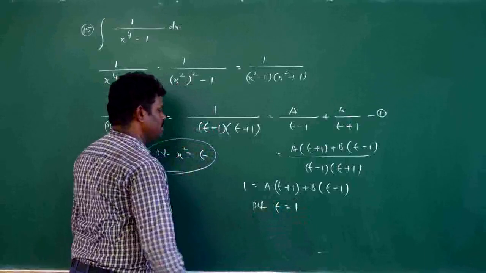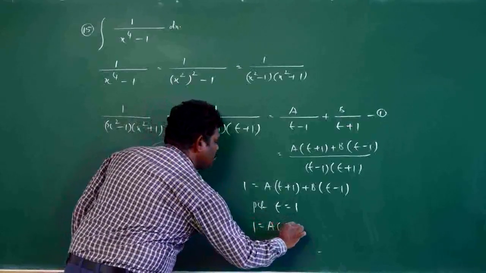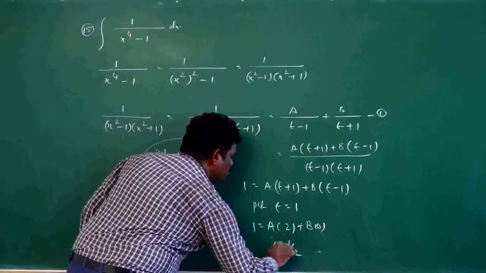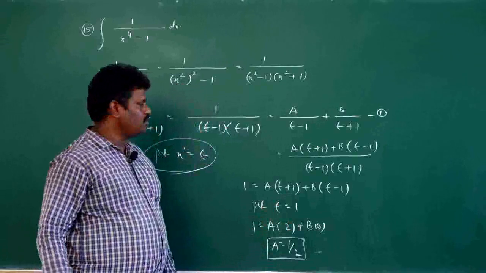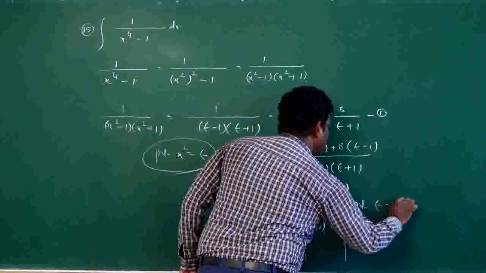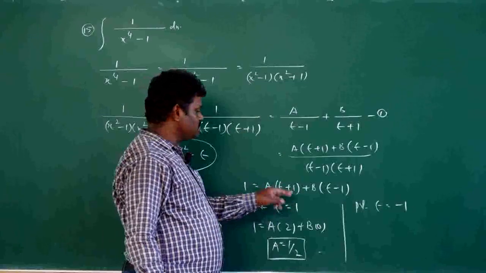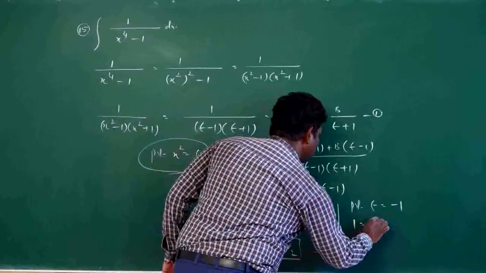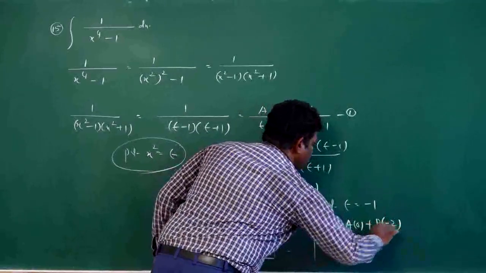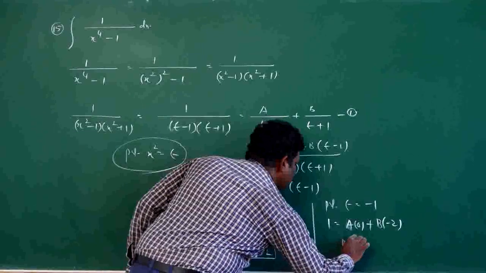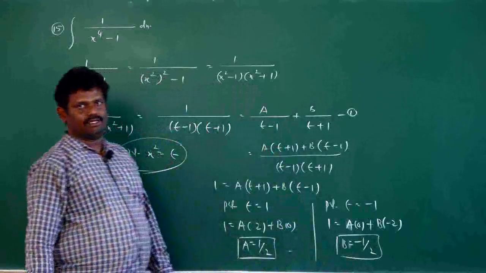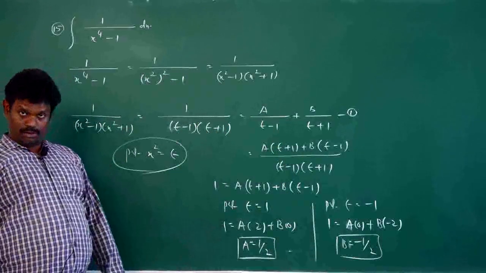Put t is equal to 1: b value is 0, 1 is equal to a into 2 plus b into 0, so a is equal to 1 by 2. Put again t is equal to minus 1, so minus 1 plus 1 is 0. So 1 is equal to a into 0 plus b into minus 2. Then b is equal to minus 1 by 2. So a is equal to 1 by 2, b is equal to minus 1 by 2.